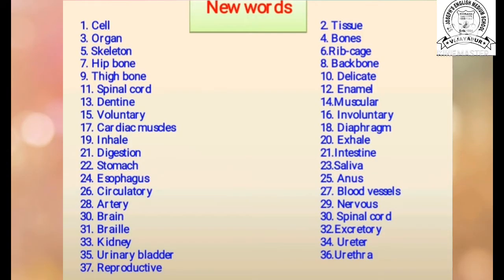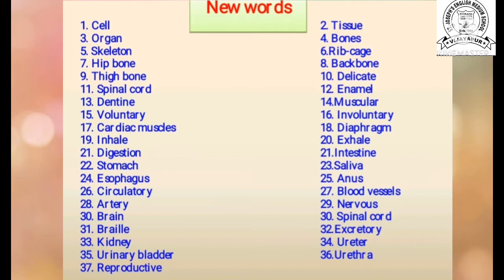First one is the new words. First is the cell. Cell. Do you remember what I said about the cell? Cell is the basic unit of life. Now the second one is the tissue. How does tissue form? When cells combine together, they form tissue.